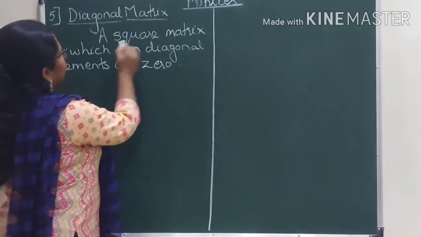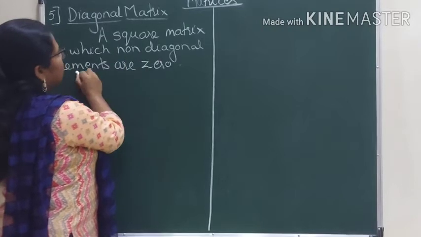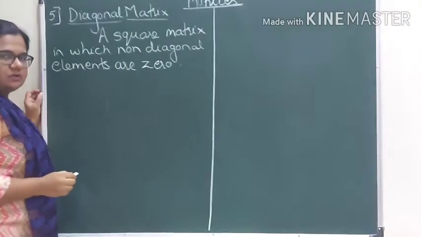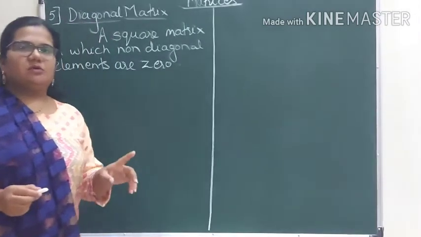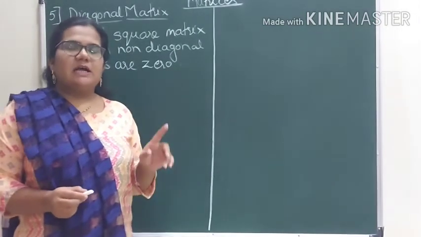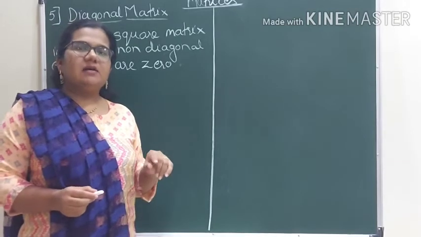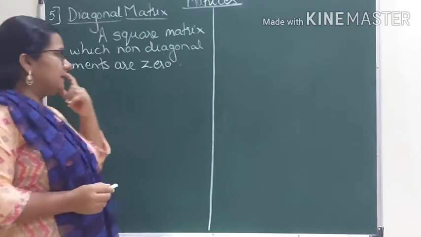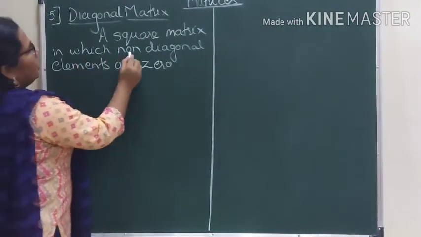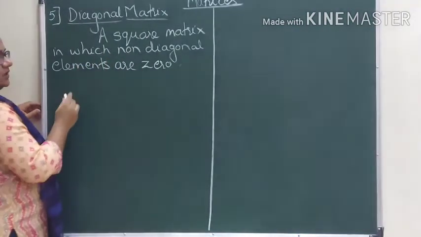A square matrix in which non-diagonal elements are 0. I have told you previously what a square matrix is, that is, the number of rows equals the number of columns, and the diagonal elements are a_ij where i equals j, that is the diagonal element. So non-diagonal elements are 0.